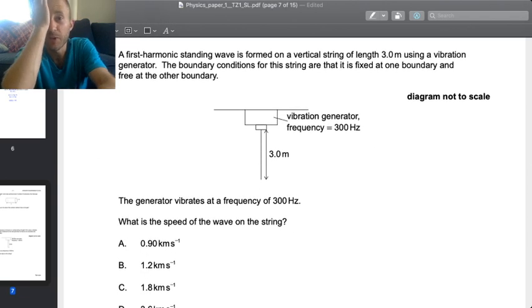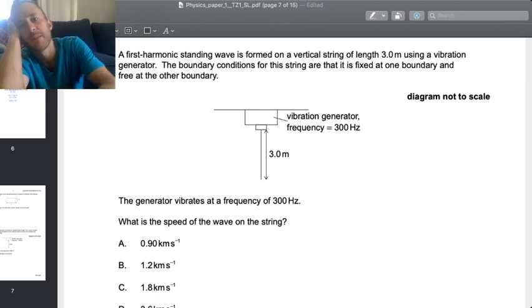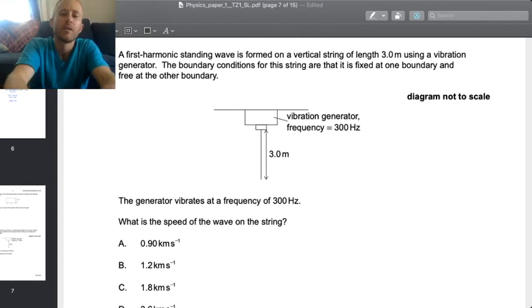13. A first harmonic standing wave is formed on a vertical string of length 3 meters using a vibration generator. The boundary conditions are that it is fixed at one boundary and free at the other. The generator vibrates at a given frequency. What is the speed of the wave on the string?